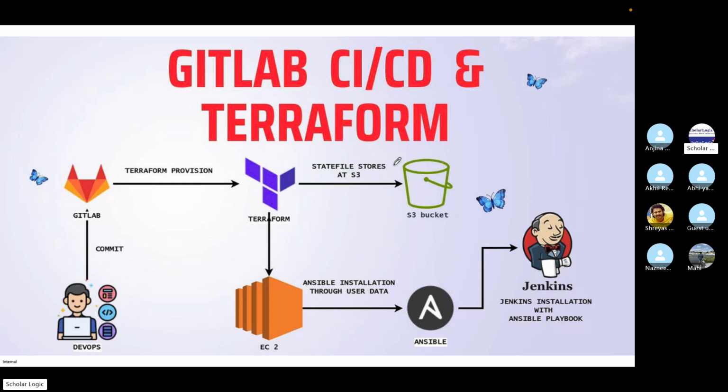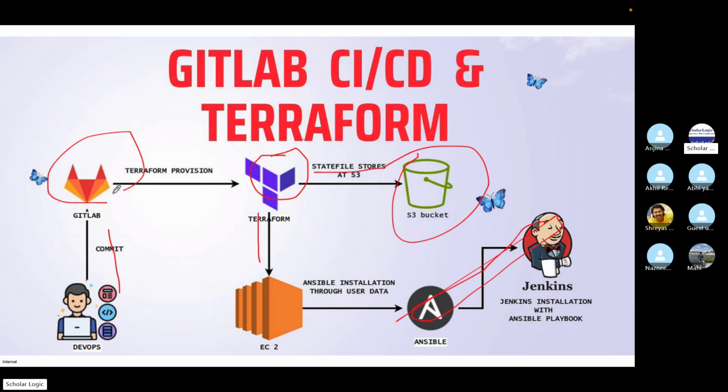Here you can see that your state file is stored in S3 bucket. Terraform creates your resources in AWS Cloud. You commit your changes to GitLab. It provisions resources using Terraform, which is there in the Docker file, which is there in the Docker GitLab runner. So these things do not come into picture because we are not using these resources. We are just using only GitLab for CI/CD.